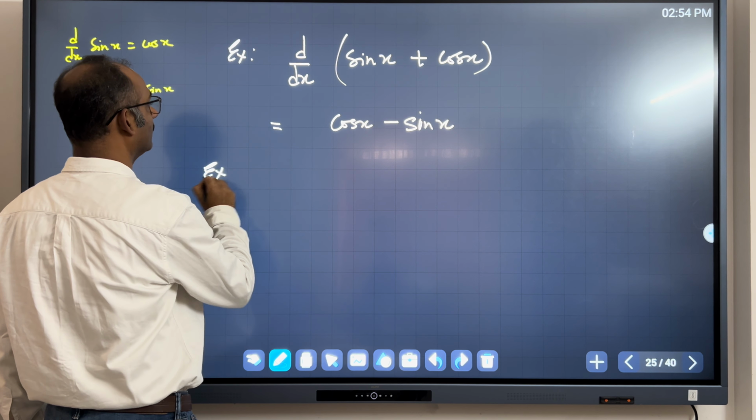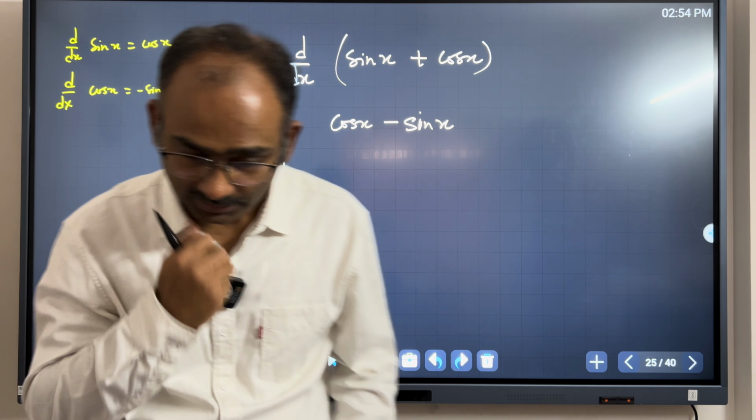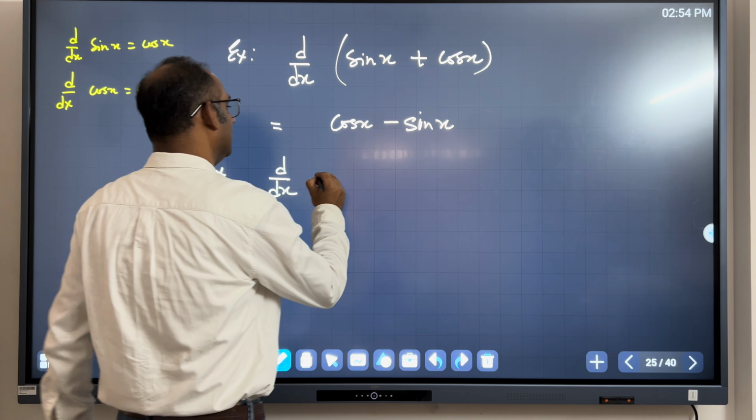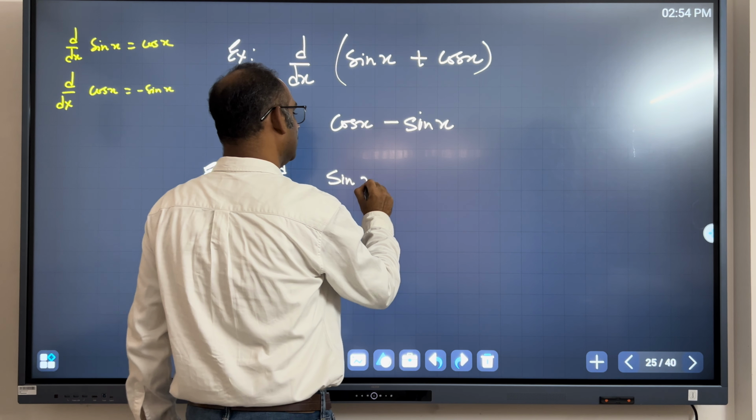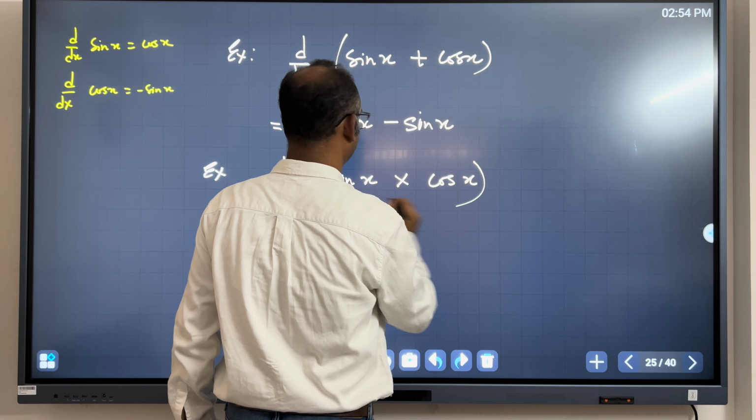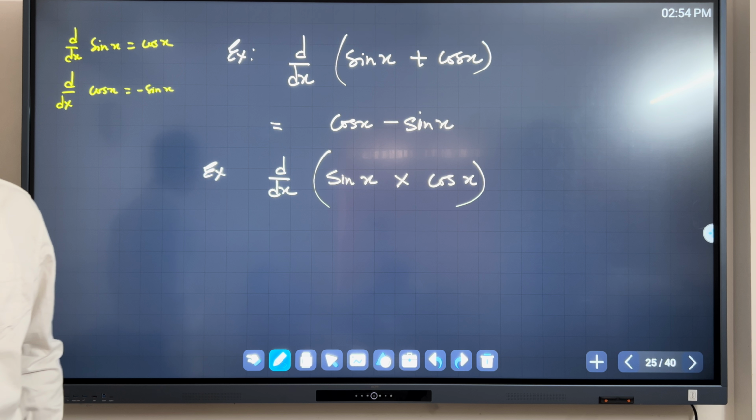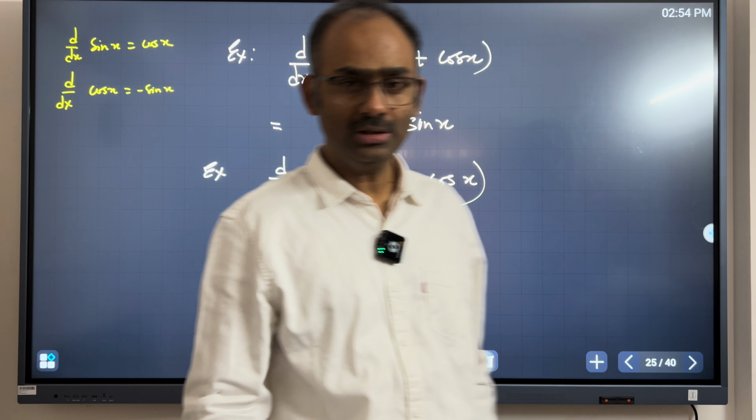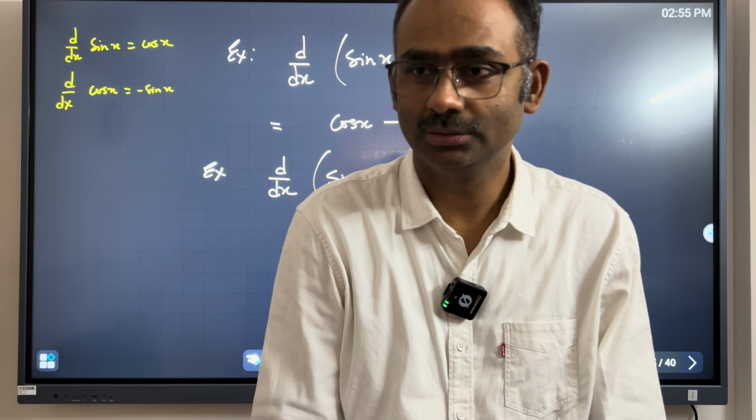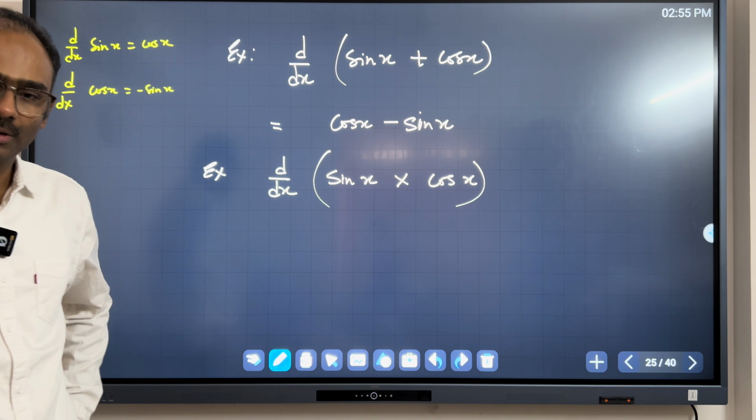Another one: d over dx of sine of x times cos of x. Can you do this? Use the Leibniz rule or the product rule, rule number 2, I think. Find it out and let me know your answer.